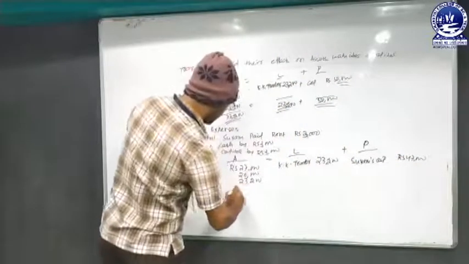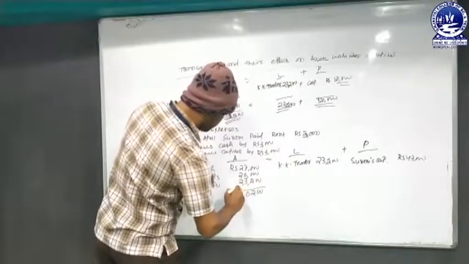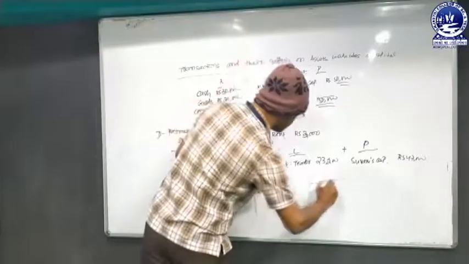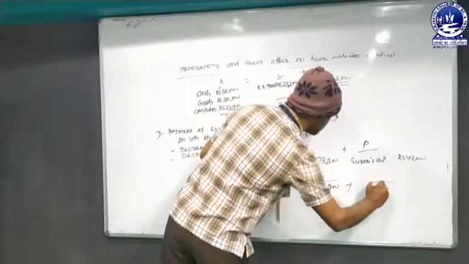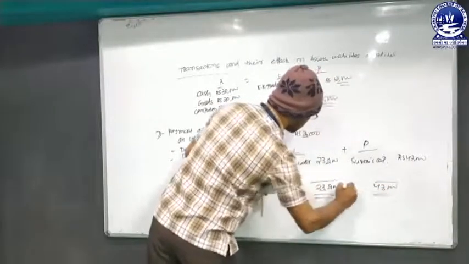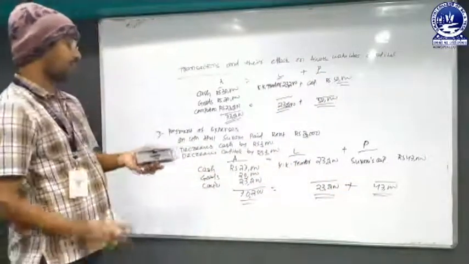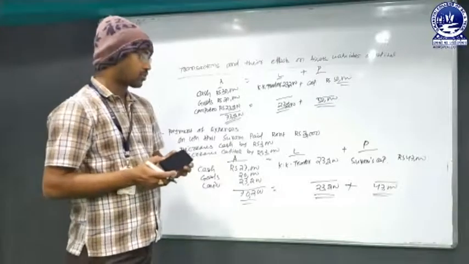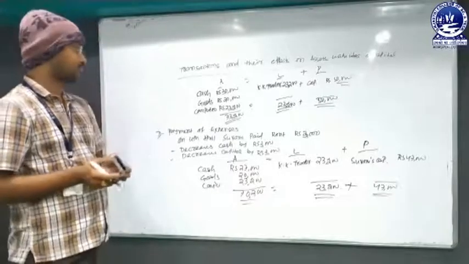So the total amount of assets will be 70,200, and that equals liabilities 23,200 plus capital, that is 47,000. So the total amount of assets is equal to liabilities plus capital. The amount is 70,200, which equals liabilities 23,200 plus capital, that is 47,000.